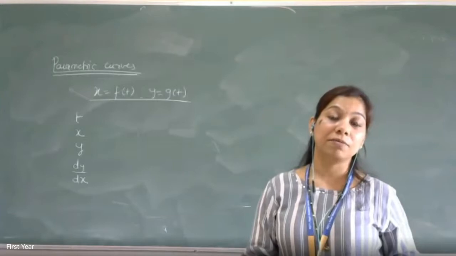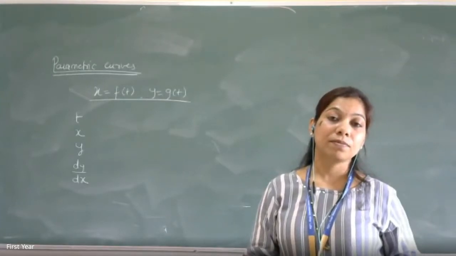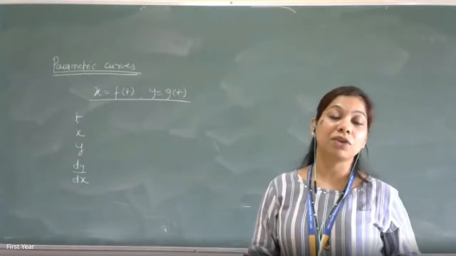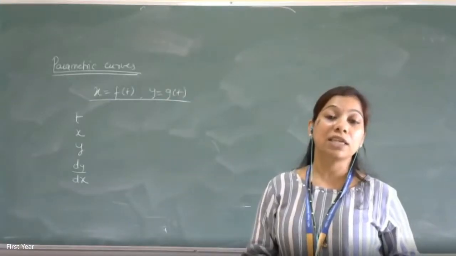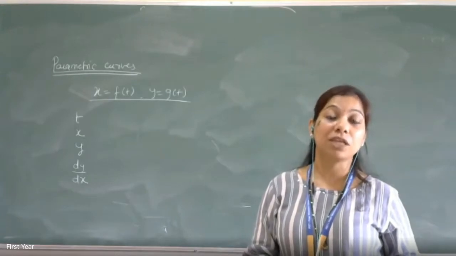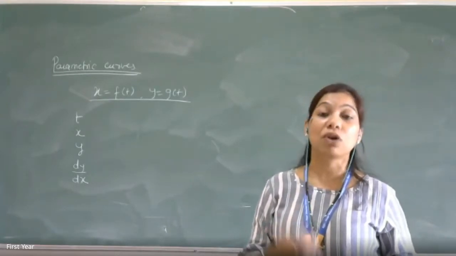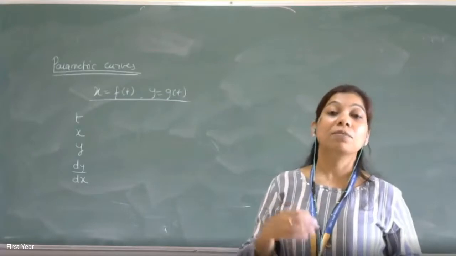समझ में आ रहा है what I'm trying to say? Can you understand or imagine what I'm trying to say? If x is f of t, y is equal to g of t, these are the functions which are in terms of sine and cos. तो sin और cos का पीरियड होता है 2 pi.